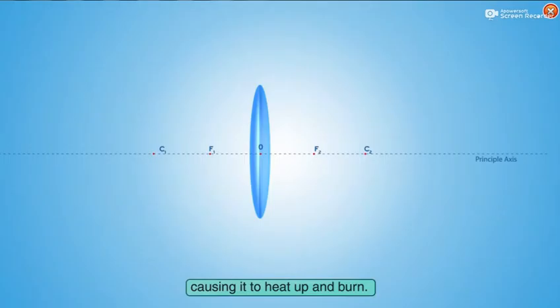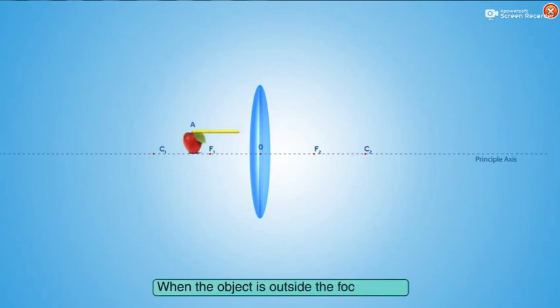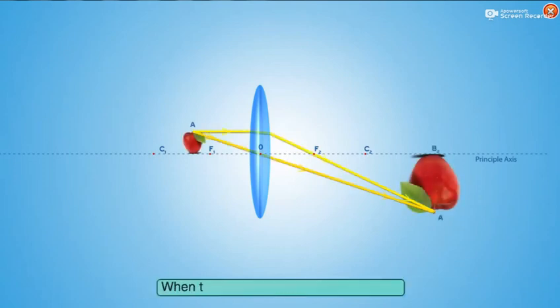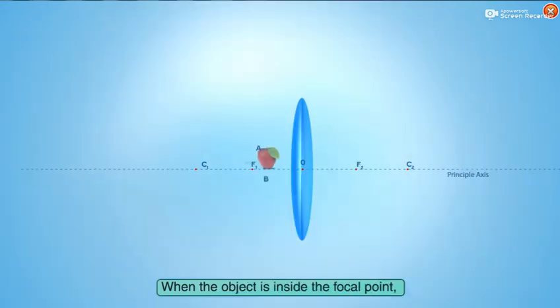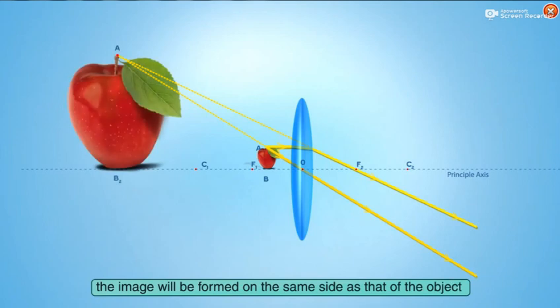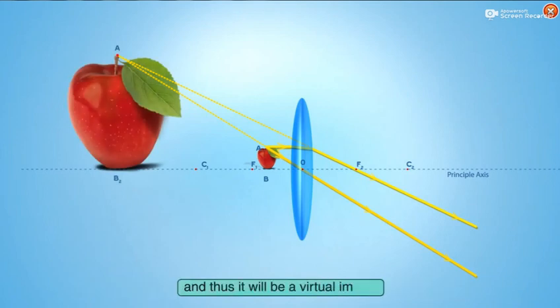A convex lens can focus the sunlight at one point on a paper, causing it to heat up and burn. When the object is outside the focal point, the image formed by a convex lens will be real and inverted. When the object is inside the focal point, the image will be formed on the same side as that of the object, and thus it will be a virtual image.